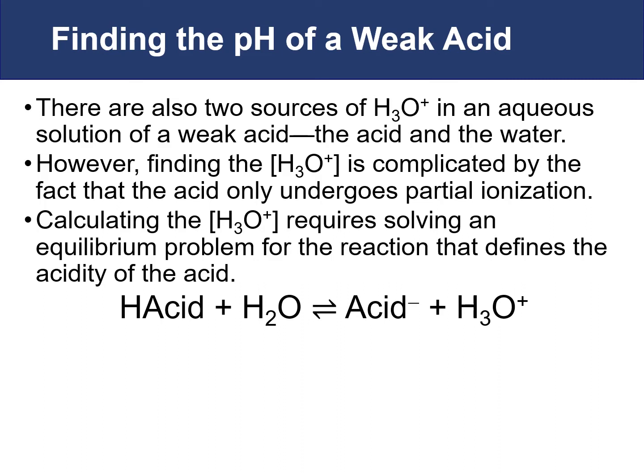Now, the way that we find the pH for a weak acid, unfortunately, is a little bit more complicated. For a weak acid, there are also 2 sources of hydronium ion concentrations in an aqueous solution. Again, the acid and the water. Unfortunately, this time, the hydronium ion concentration is complicated by the fact that the acid does not dissociate completely. So what we need to do is figure out, for the acid, how much of it has been converted into the conjugate base, i.e. how many of those acidic protons have been donated. Because this is an equilibrium system, the way that we're going to figure that out is by solving it as though it's an equilibrium problem using an ICE table.